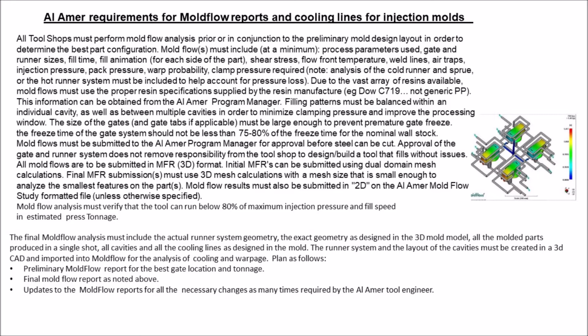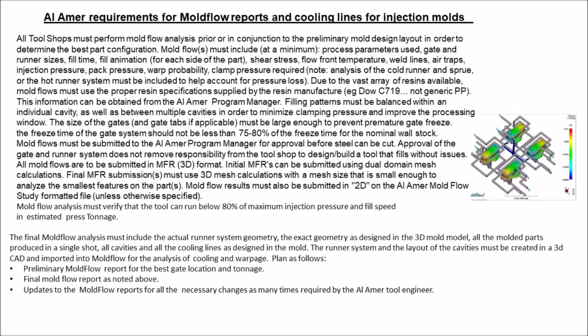Due to the vast array of resins available, mold flows must use the proper resin specifications supplied by the resin manufacturer, e.g. Dow C719, not generic PP. This information can be obtained from the Amer Program Manager. Filling patterns must be balanced within an individual cavity, as well as between multiple cavities in order to minimize clamping pressure and improve the processing window.